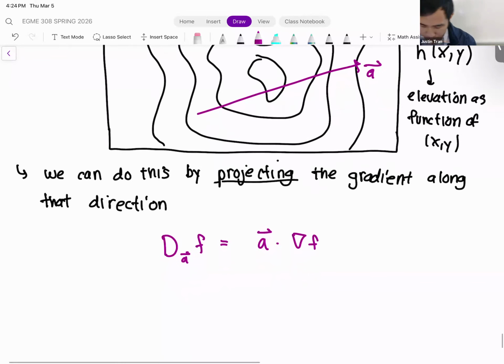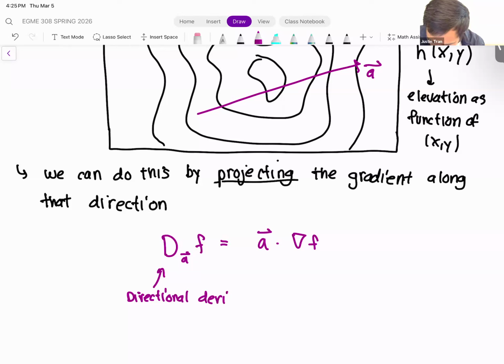All right, so this symbol here, D_A f, is the directional derivative of f along a direction.